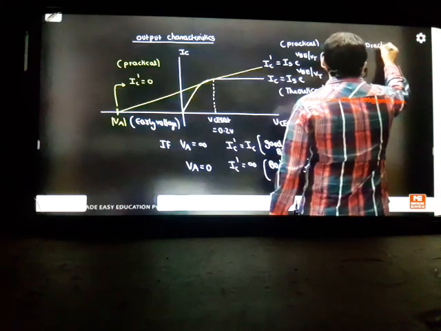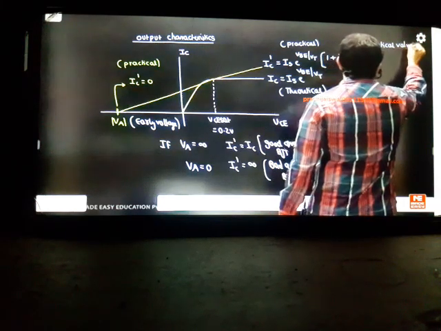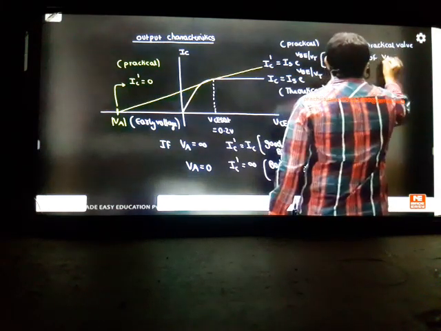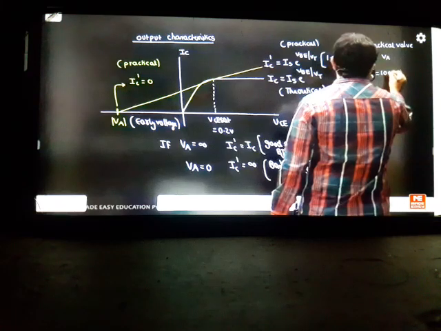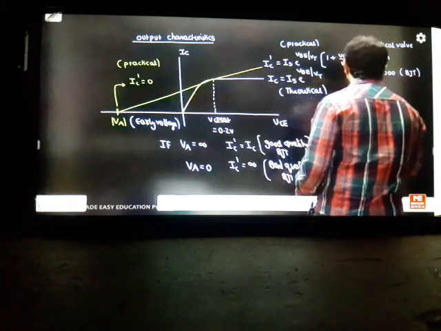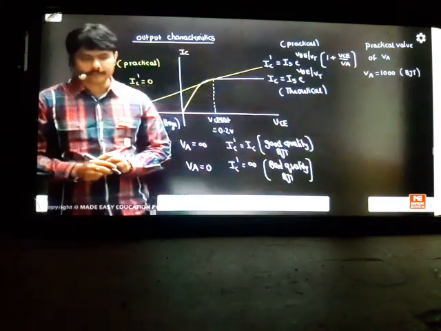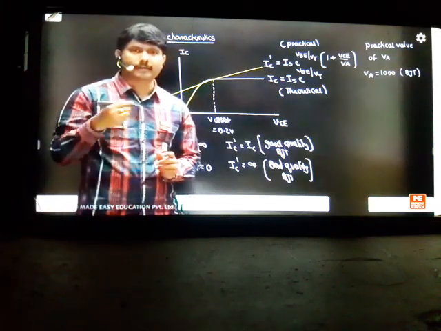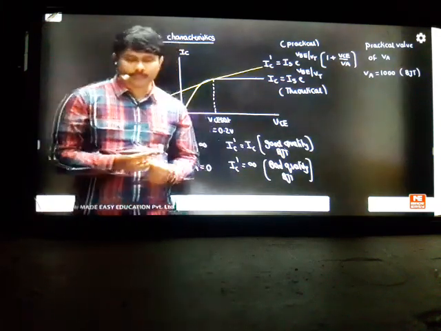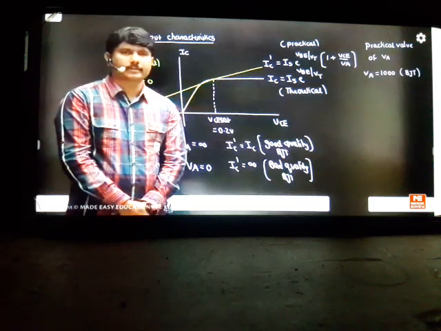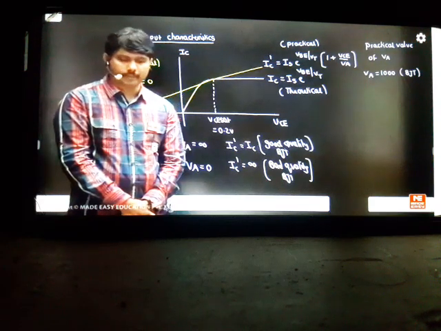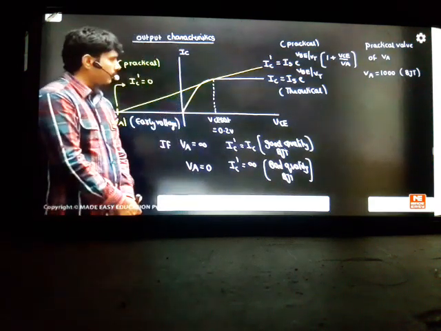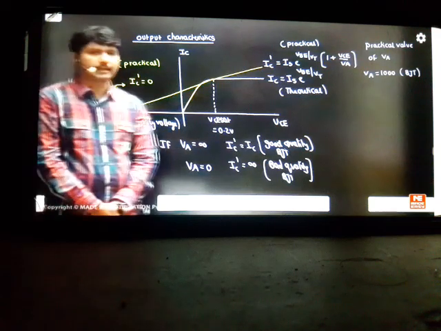The practical value of VA equal to 1000 is good for BJTs. That's a good quality. Below 1000, like 500 or 200, means your quality is decreasing. So if you want high quality, VA should be high. That's the meaning. These are common things for us to learn in the electronic device part. So finally, electrical students also may have understood something about the early effect concept.